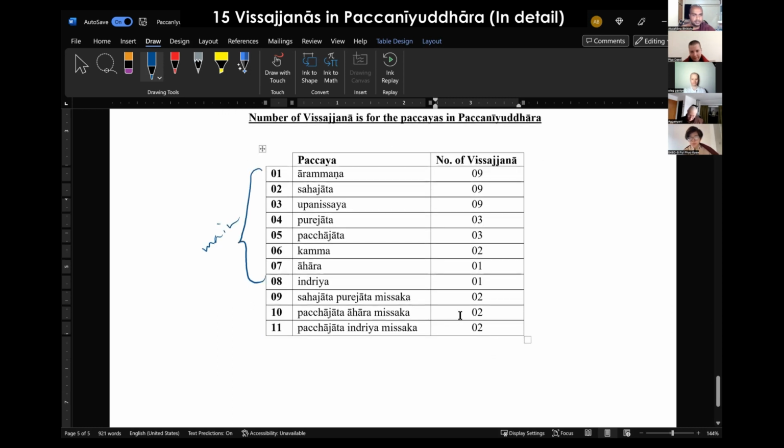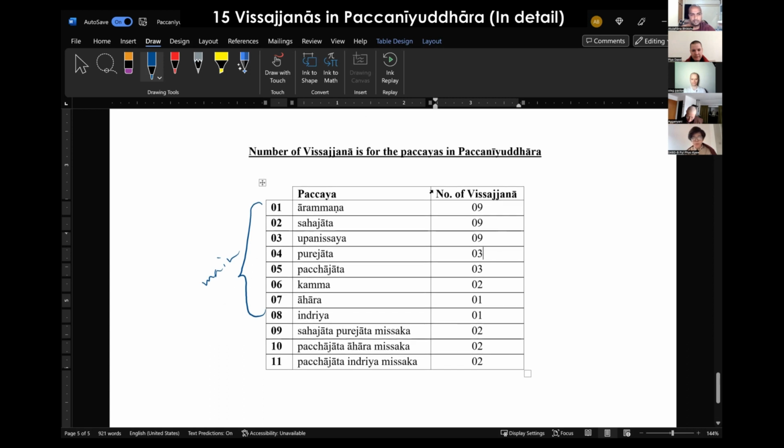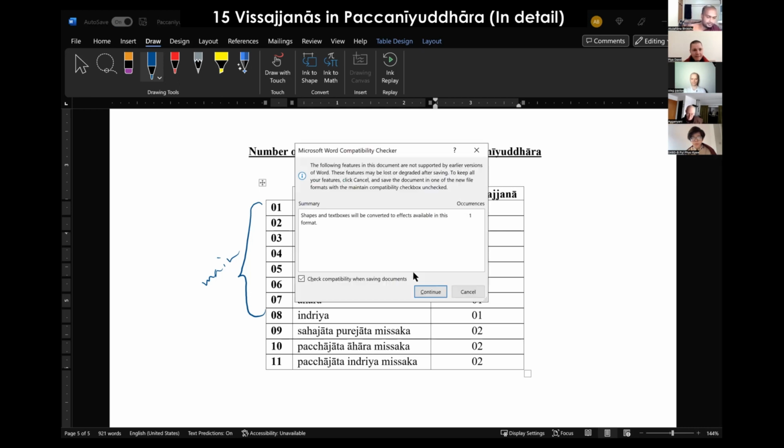For the 3 missaka paccayas, for sahajāta, purejāta, missaka, there are 2 answers. Paccayāta missaka, 2 answers. And finally, paccayāta indriya missaka, there are 2 answers. Right? So in summary, we are looking at this number of Vissajjana for each of these main paccayas. Okay, so any questions till now?